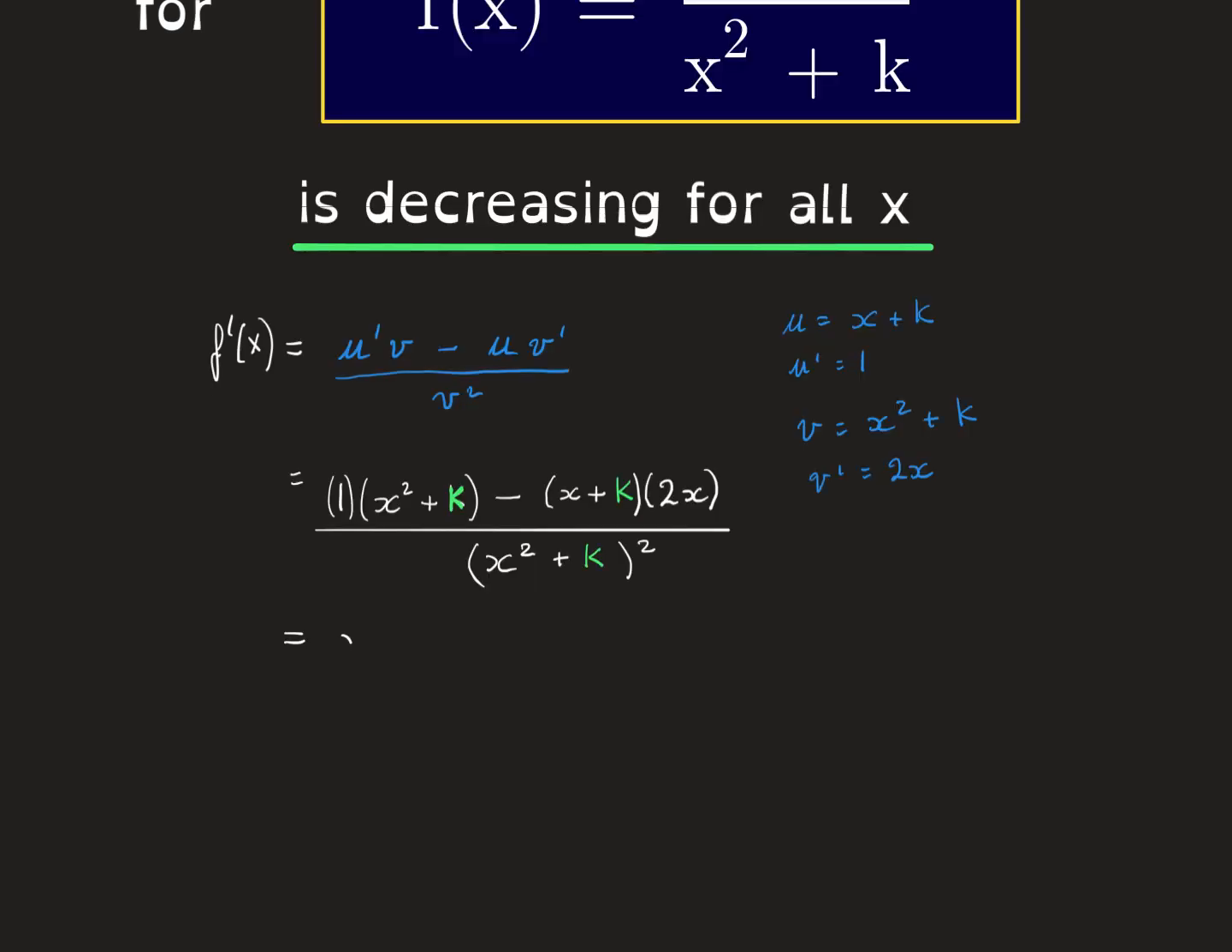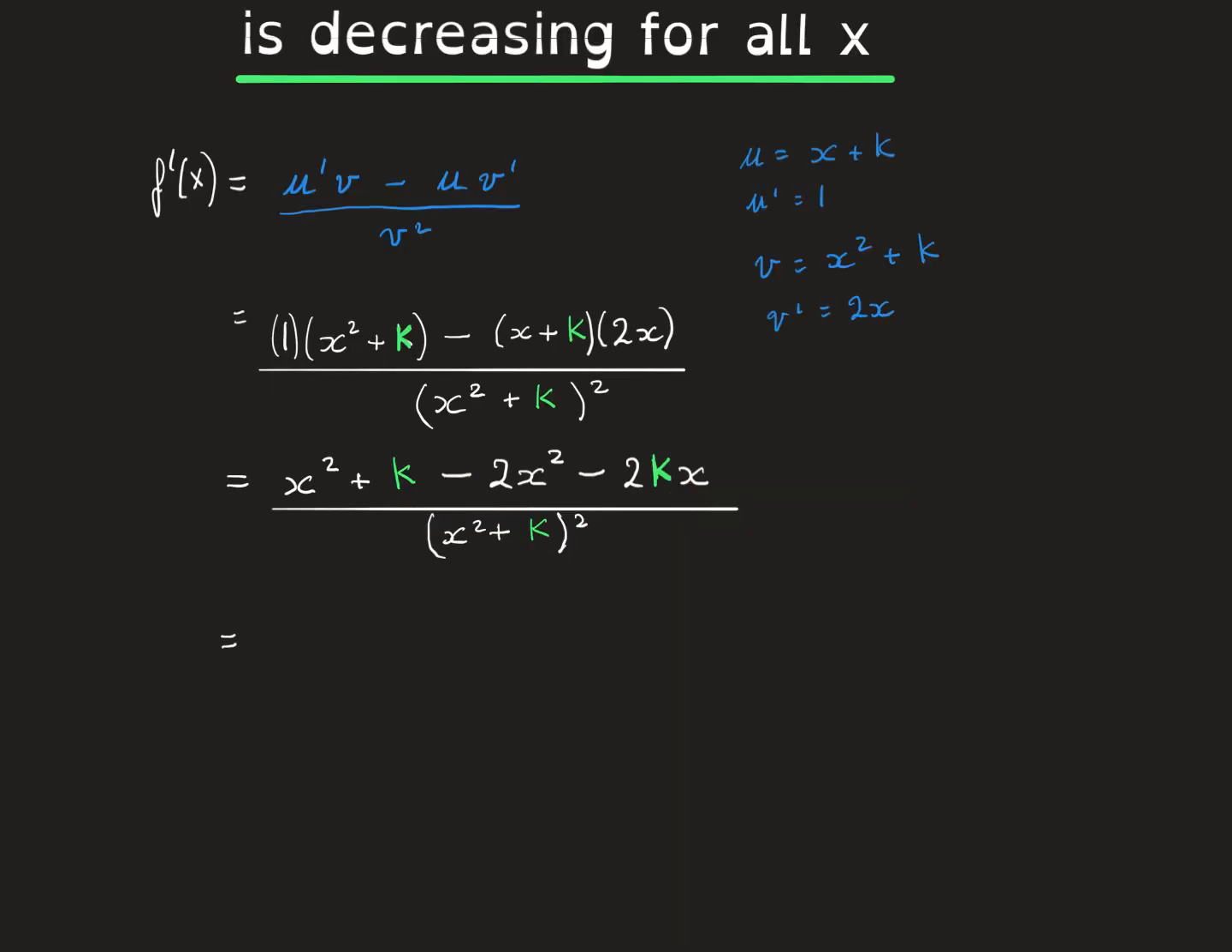Simplify this, but be very careful with the brackets and the negative signs. So we've got x squared plus k minus 2x squared, and there's another minus here because there's a minus in here, and you're going to multiply 2x with the k. Again, simplifying the numerator, we'll have minus x squared minus 2kx minus k. And so this is our slope function.